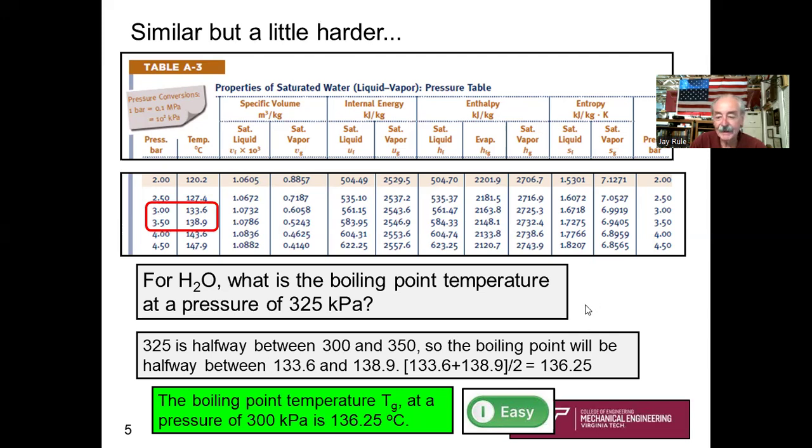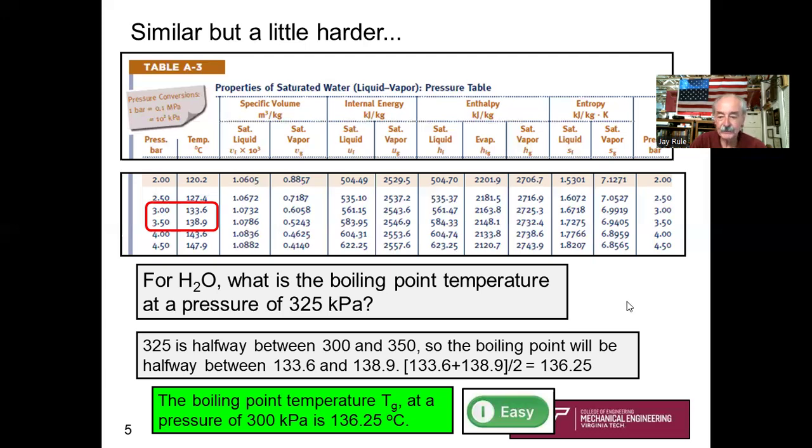And so look, I don't have to write any formulas. I can do this with a calculator. All I got to do is enter these two numbers and take the average of those two numbers. So our boiling point temperature is halfway between those two numbers, and we use our calculator to find out that it is 136.25 degrees C. So we write that number down, we're done. That's easy, right? So we kind of did this by eye.